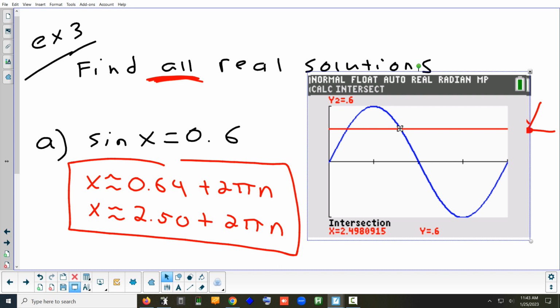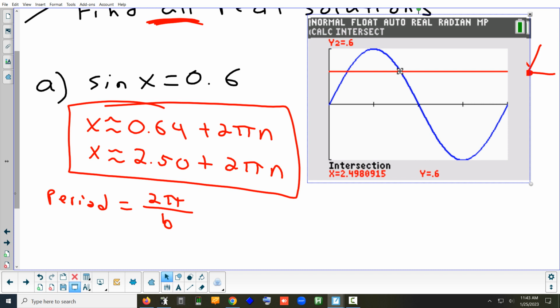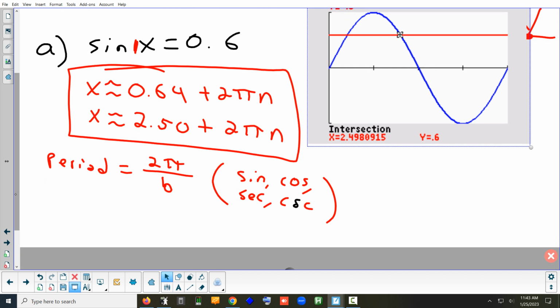Is 2 pi n just for sine? Yeah, just if there's no transformation. Sorry, we only talked about period lengths in sine. Yeah, we talked about period lengths with all the trig functions, but this is the formula that you use for sine, cosine, secant, and cosecant. You take 2 pi and you divide by the number in front of x. But there was no transformation, so it was just 2 pi.